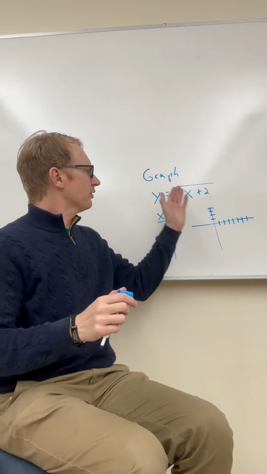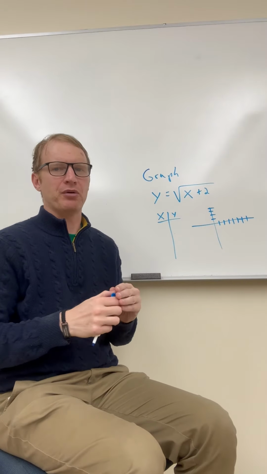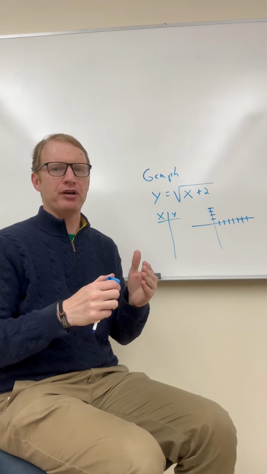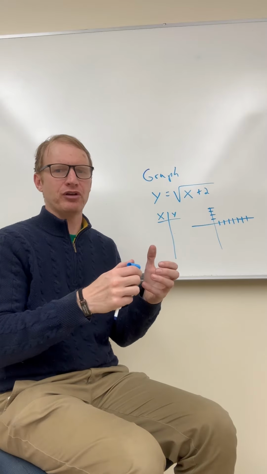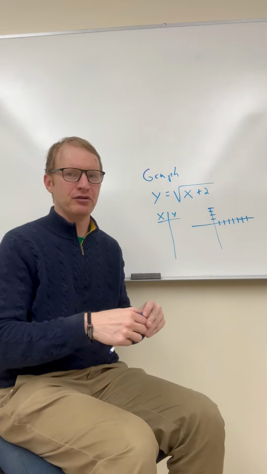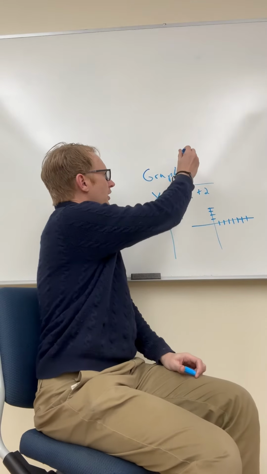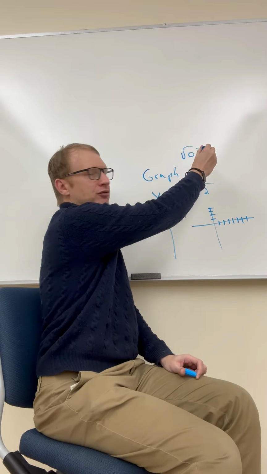How do you graph the square root of x plus 2? Y equals the square root of x plus 2. We have to think about what numbers we can put into a square root function that give us a nice whole number answer. Okay, so to recall, if I do the square root of 0, that's just 0.